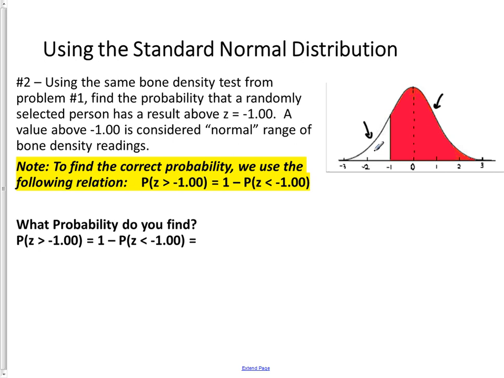So let's just call this area A and call this area B, right? Area A plus area B must equal 1. So if we want area B, well, algebra tells us that we're going to take 1 minus area A. And area A is the one that we get directly from Excel.